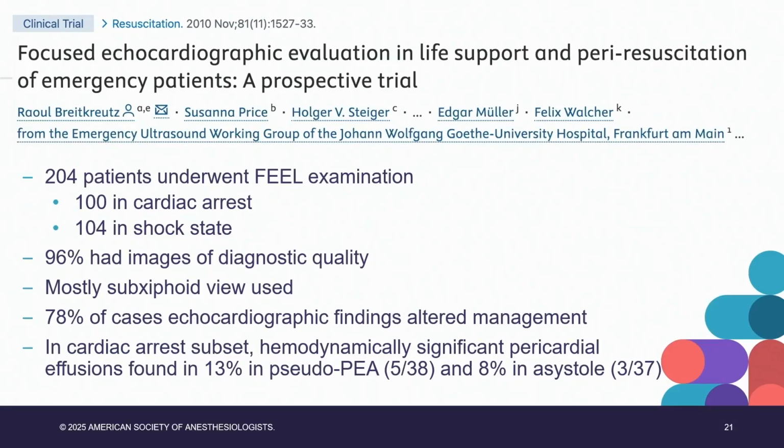Mostly the subxiphoid view was used. They concluded that in 78% of the cases, the echocardiographic findings altered management. And I found it really interesting that they had a cardiac subset where they found hemodynamically significant pericardial effusions in 13% of the pseudo-PEA patients and 8% in asystole.